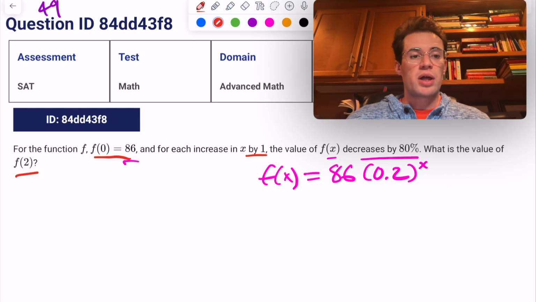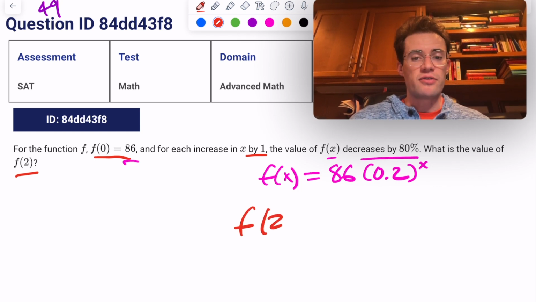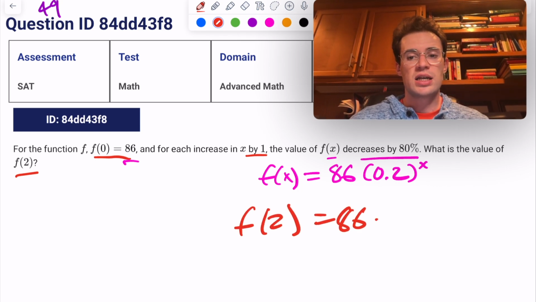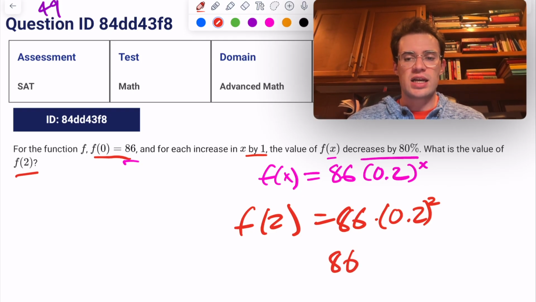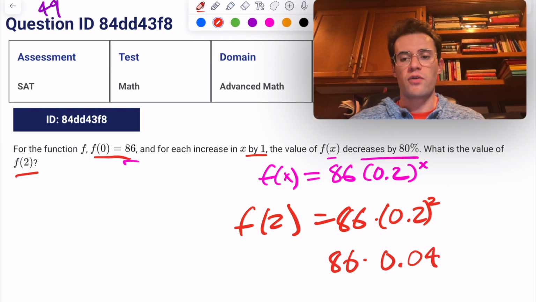And now we just plug in the 2 for x. So we get f of 2 is equal to 86 times 0.2 to the second power, 0.2 squared. I'll keep it in parentheses just so you know, but exponents do come before multiplication anyway. And that would give us 86 times 0.04.